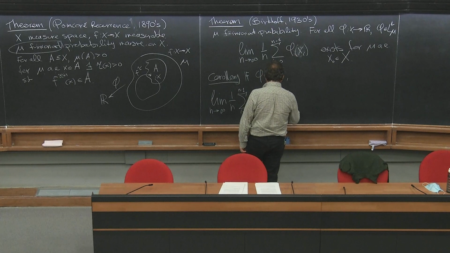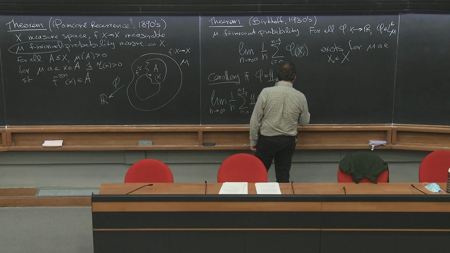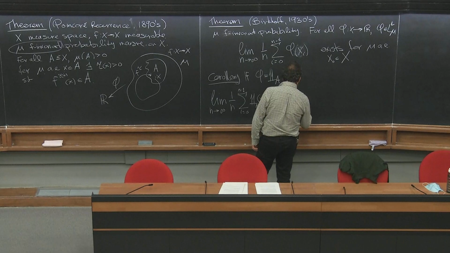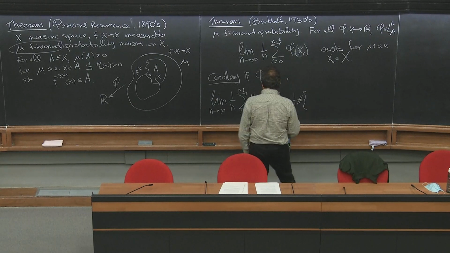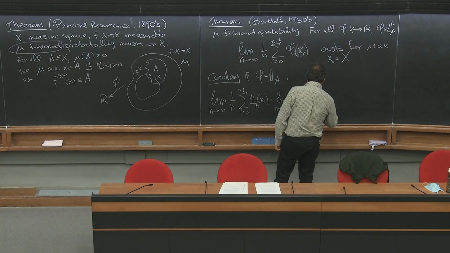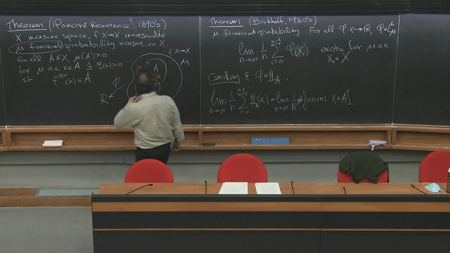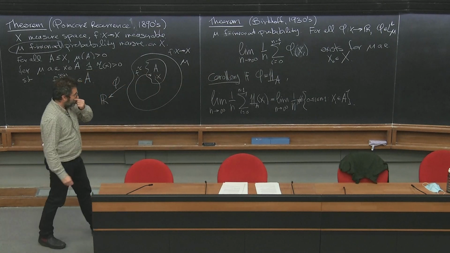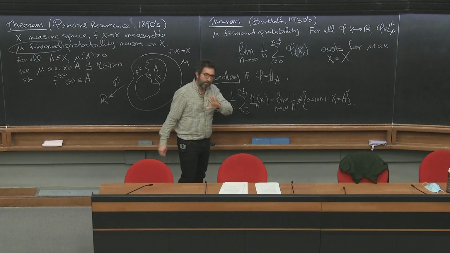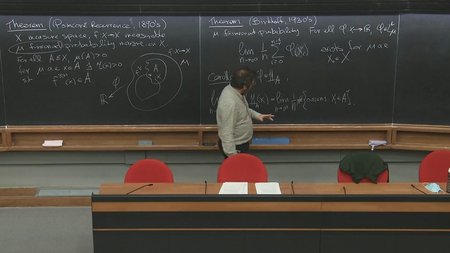So we can write this exactly like this. This is equal to the limit as n tends to infinity of 1 over n times the cardinality of the set of i between 0 and n minus 1 such that x_i belongs to A. Questions? Interrupt me if there's something that you don't understand.